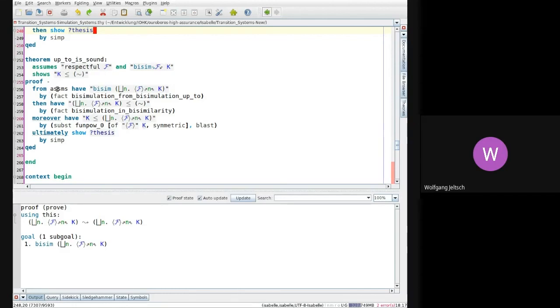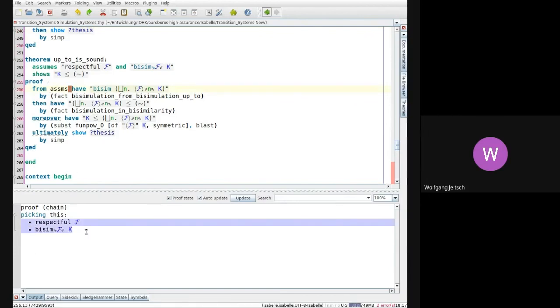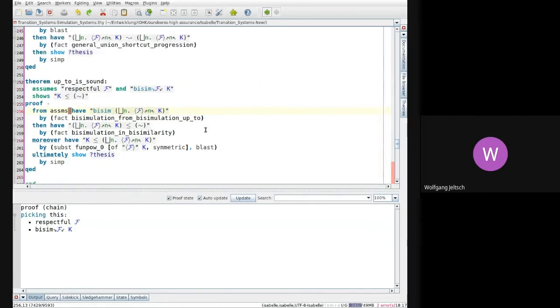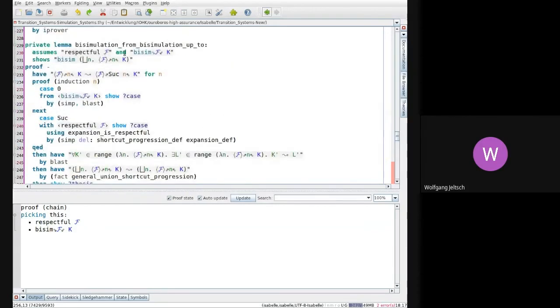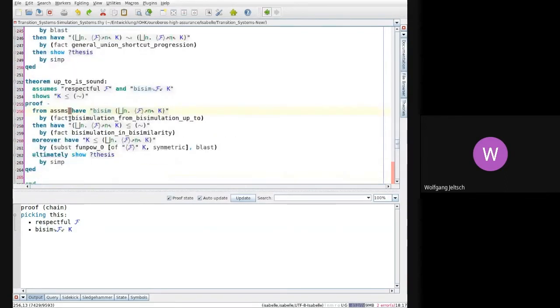So, okay, what do we do? From the assumptions, what we have listed here, we use these two facts. From this we have that this union is a bisimulation relation. Well, and this is exactly what we had here, right? Same assumptions. So this follows by the fact bisimulation from bisimulation up to. This is the previously proved fact.